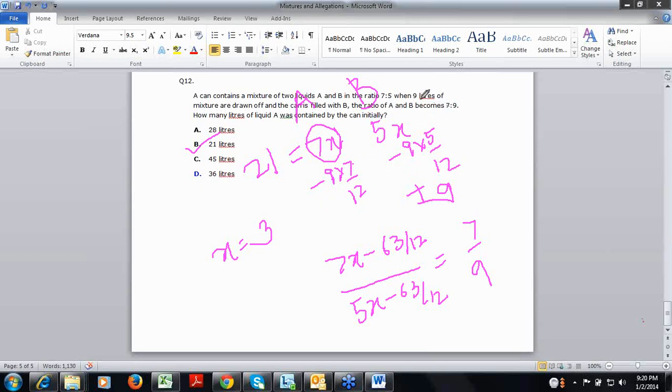Now it is saying that the can is filled with B. So the can is filled with B means 9 liters is filled with B. So whole 9 liters of the mixture has been removed and 9 liters of B has been put in the can. So plus 9 is there. Hope everybody understood this.